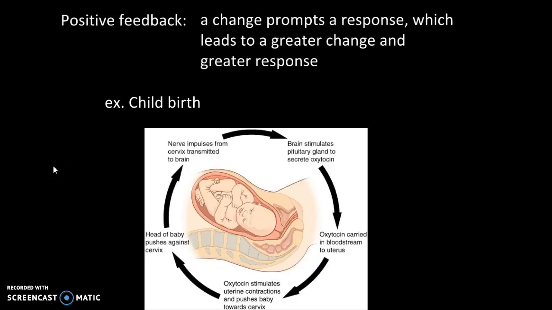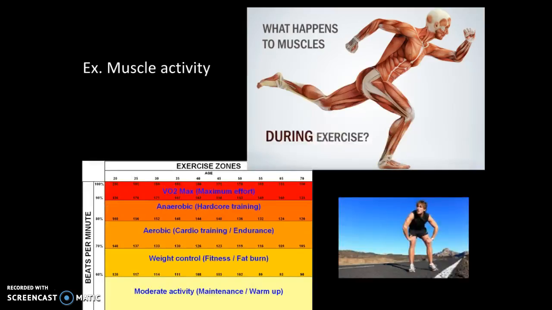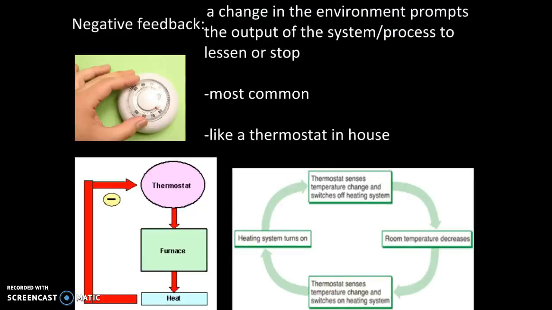Another example would be nursing, for women that have given birth and want to nurse their babies. The more the baby suckles on the nipple, the more milk production the woman will provide to the baby. So it's a positive amplification. Muscle activity as well. The more you engage your muscles, the harder you're going to breathe. That's going to keep happening. Positive feedback. I'm going really fast because I want to get through this before this video ends, but we're going to work on all of this together in class.